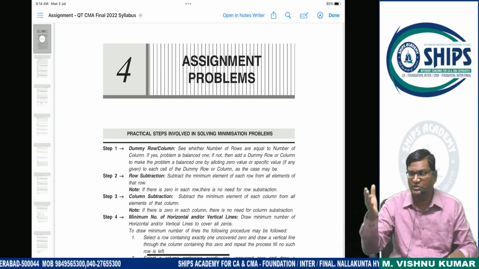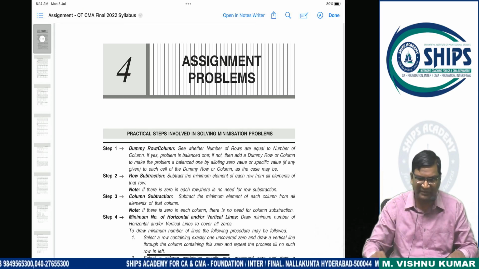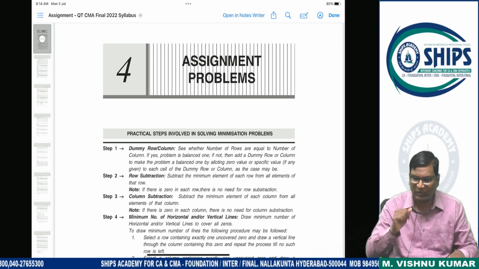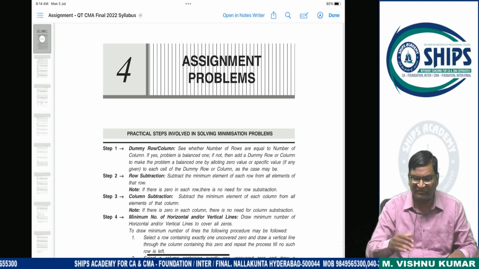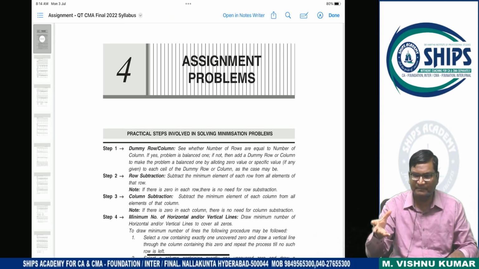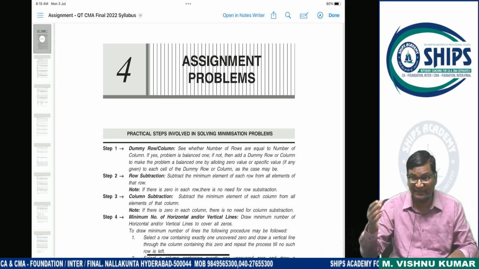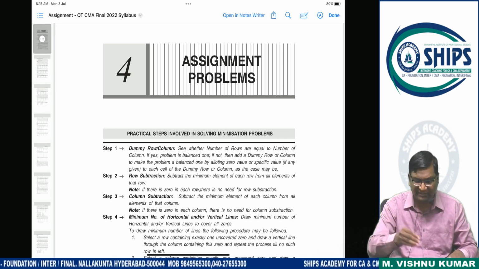Clear? And cost minimization is always a part of your decision making for a management accountant. So this operational research subject, QT, is covering minimization of cost. So obviously it needs to be learned by the management accountant. It has to be learned by the management accountant. That's why the institute has introduced this in the syllabus.